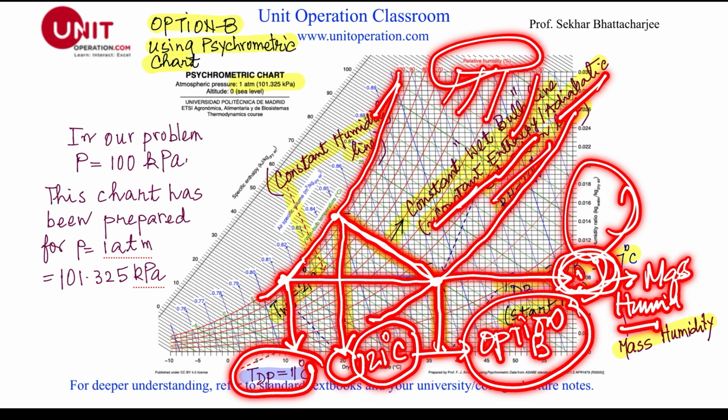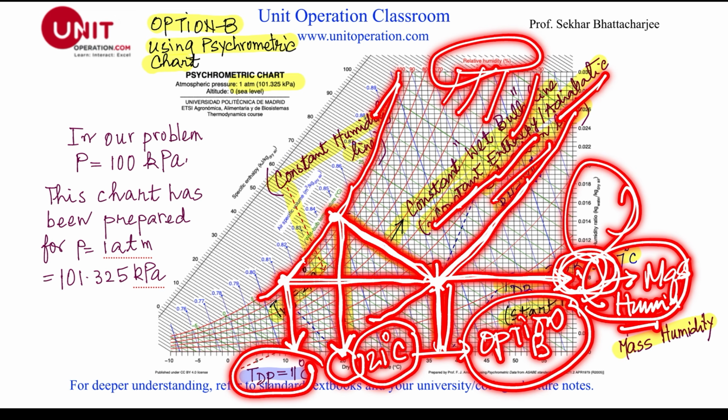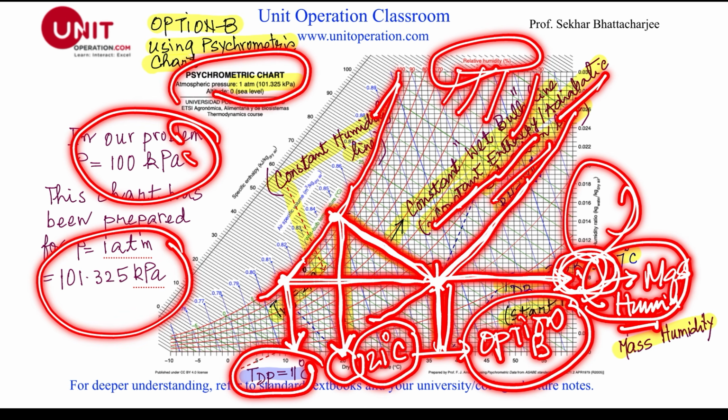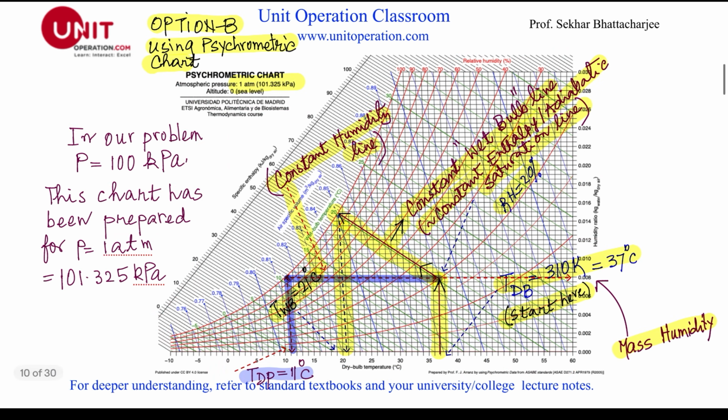So if you know the dry bulb temperature and the relative humidity, you find this intersection here. This is the dry bulb temperature. This is the intersection here. If you go right here, you find the mass humidity. If you follow the constant enthalpy line and hit the 100% adiabatic saturation line, from here you can read the wet bulb temperature. And if you go horizontally up to the 100% line, you can read the dew point temperature here. Remember, this is for 100 kilopascal in our problem, but the chart has been drawn for 1 atmosphere, 101.325 kilopascals. Again, from here we can see option B is correct.